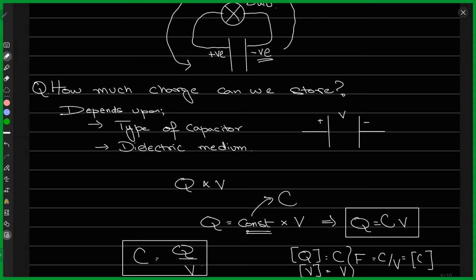And that gives me a proportionality relation from which I can write a mathematical expression that says that the charge is equal to some constant times the potential difference. Now, this constant is what defines how much charge I can store on my capacitor. And hence, it's called the capacitance of the capacitor, right? And so the capacitance is then just defined as the charge stored on the capacitor per unit potential difference between the plates of the capacitor, right?